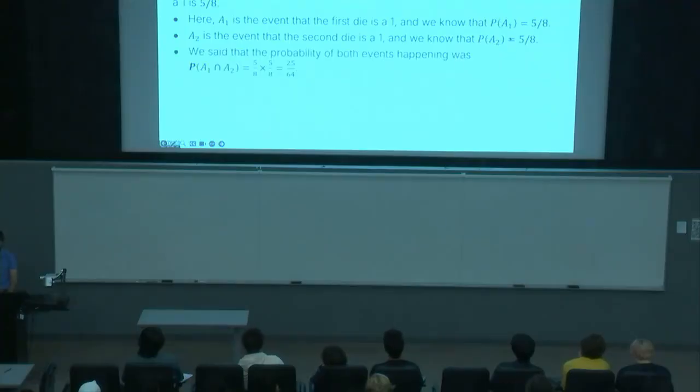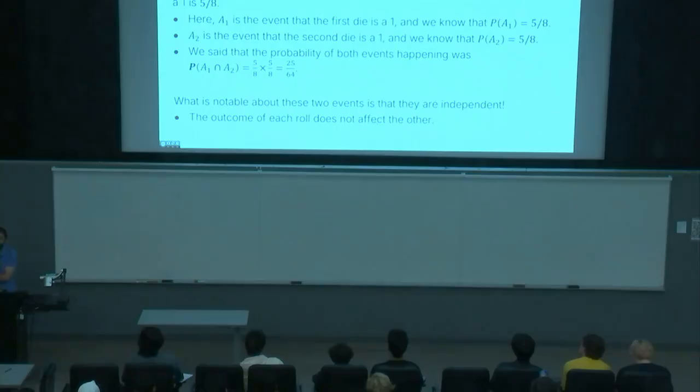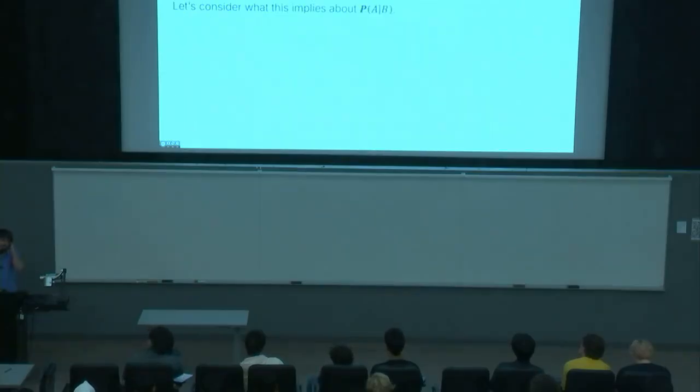And we know also that the probability of A2 is 5/8. Okay? Now, earlier, in the previous lecture, we said that the probability of both events happening, of getting A1 and A2, is 5/8 times 5/8 equals 25/64. The probabilities multiplied nicely because we had these two different dice rolls that were independent. Okay? So the outcome of each roll doesn't affect the other roll in any way. Now we'll say formally that two events are independent if that property holds. If the probability of both of them happening is the product of their individual probabilities, then that's independence.